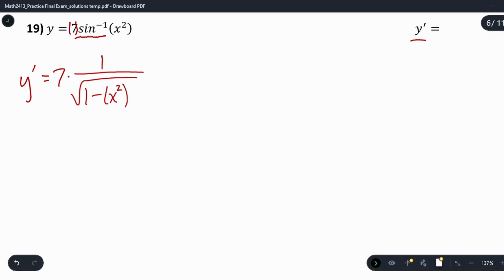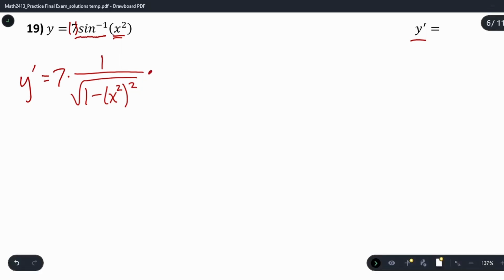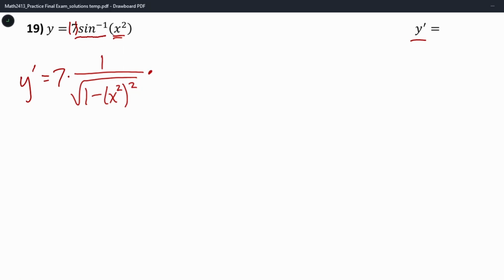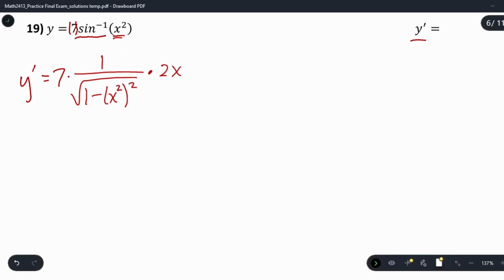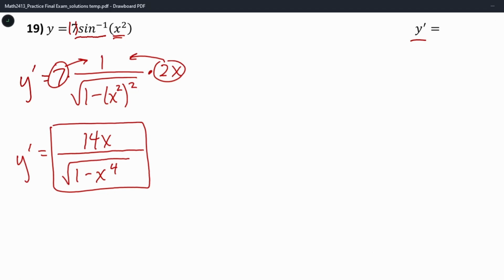But here our angle is x squared, so that's going to be squared. And since it's not just x for the angle, we are going to have to use the chain rule. So we will need to multiply by the stuff inside, which is 2x. And then that will simplify. The 7 and the 2x, those are both in the numerator, giving us a numerator of 14x all over the square root of 1 minus x to the 4th. And that is the simplest form of the derivative of this function.